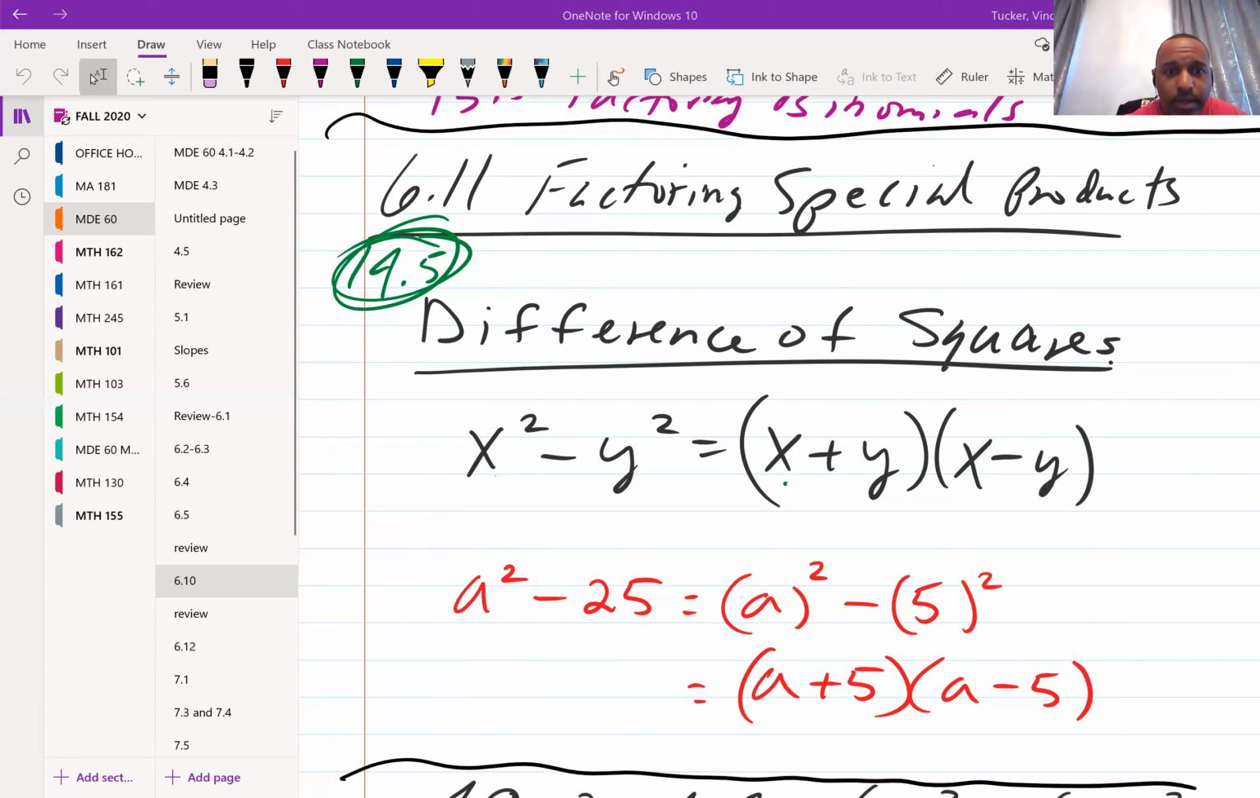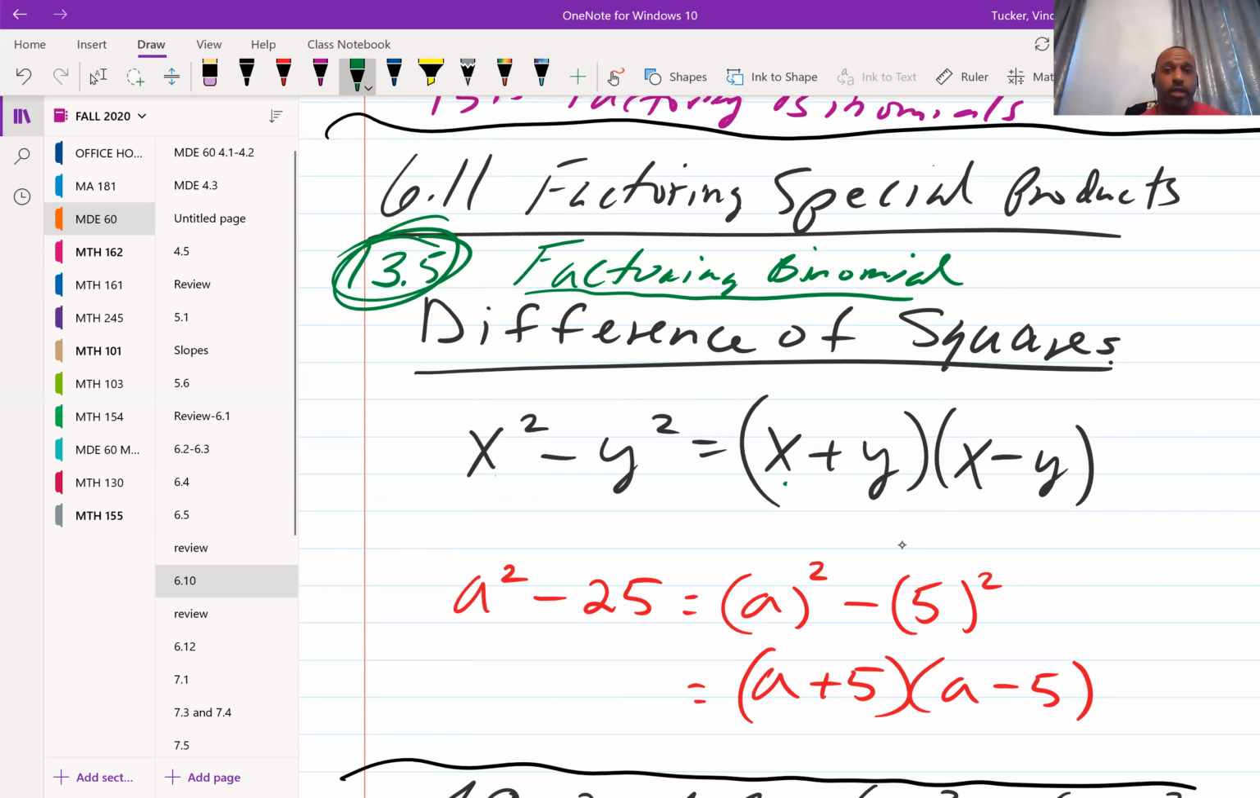This is 13.5. So this is 13.5 for you guys. And it just says factoring binomials, but the title still holds true. You know, it's factoring special products and difference of squares. But the binomial part is right here. They're binomials, but we're going to expand them out according to the formula that's given to us.